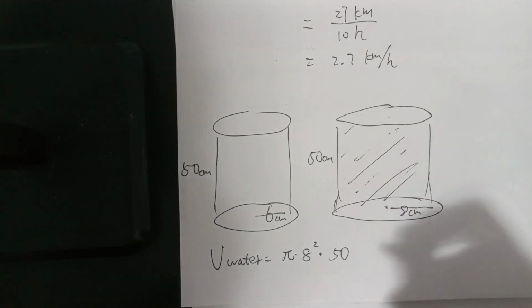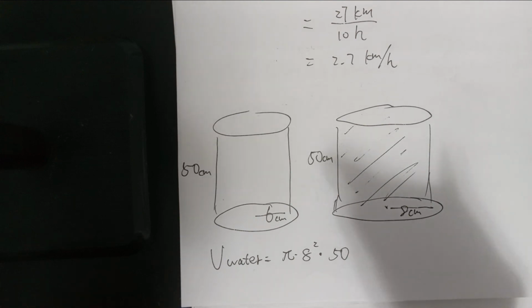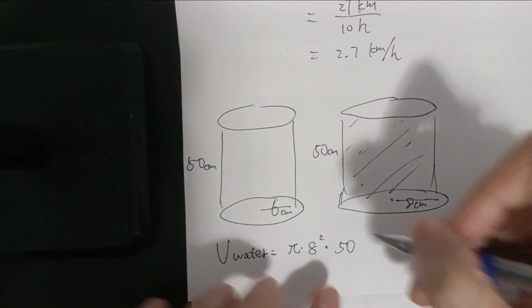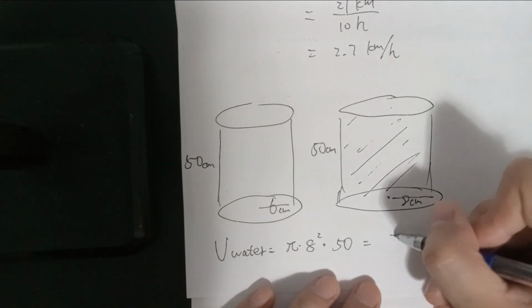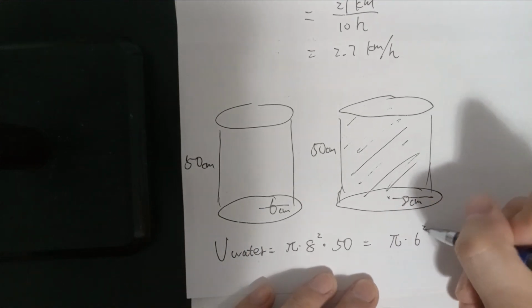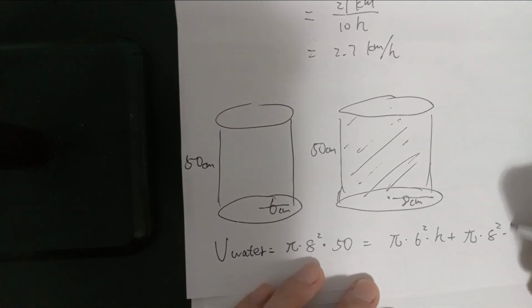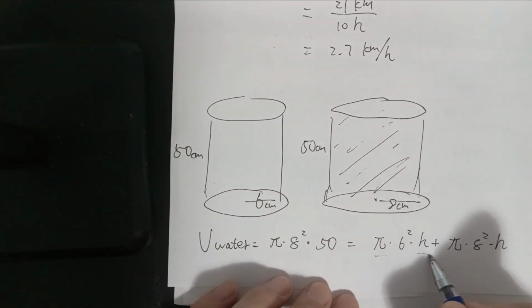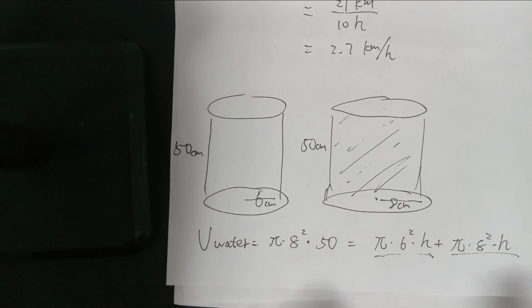And finally, we've got 2 cylinders, but they have the same height. Let's say the height is h. So the base area of the first one is pi times 6 squared times h, plus the second one, pi times 8 squared, the same h. So this is the water in the thin cylinder after pouring, and this is the amount of water in the fat cylinder after pouring.